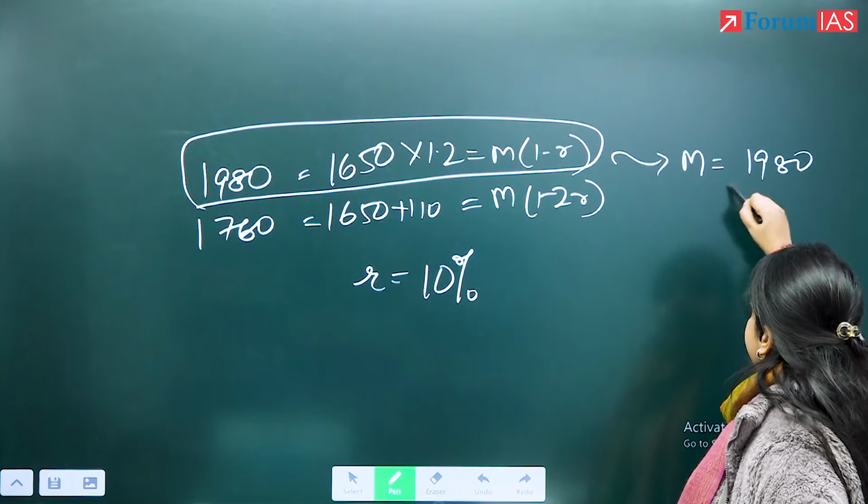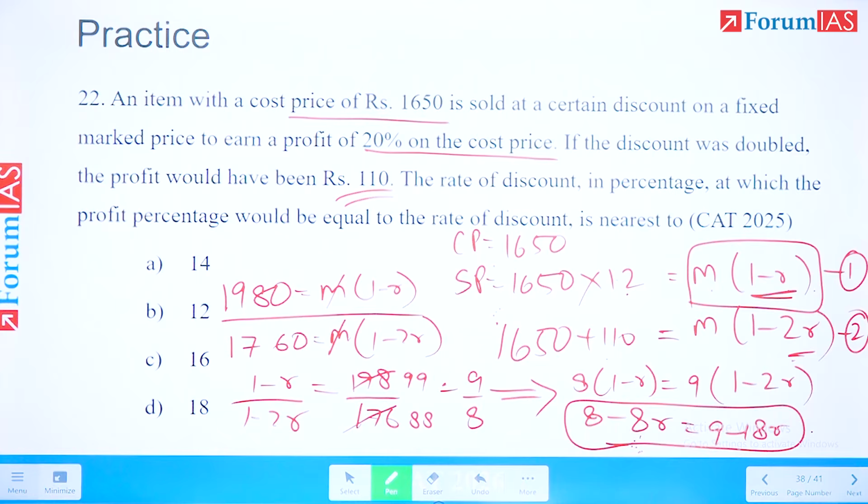What is the question saying? The question says find a percentage, the rate of discount in percent at which the profit percentage is equal to the rate of discount. So you know 1650 into 1 plus something is equal to mark price into, mark price अब पता है 1 minus that same something.